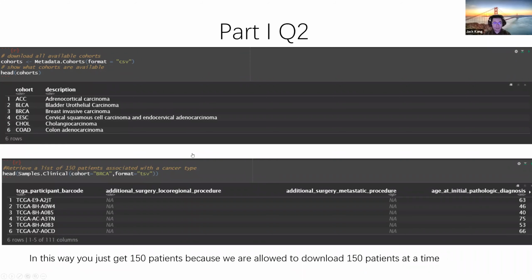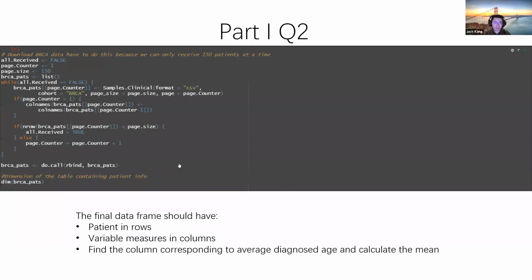It's kind of weird, but in this way you actually get just 150 patients, because we are only allowed to download 150 patients at a time. To get all the patients, maybe thousands of patients, you need to do this in a for loop, like the one shown in the screenshot. Don't worry, I have already provided this chunk of code in the sample code file. You can just copy this code and run it yourself. The only thing you need to change is the abbreviation for glioblastoma.